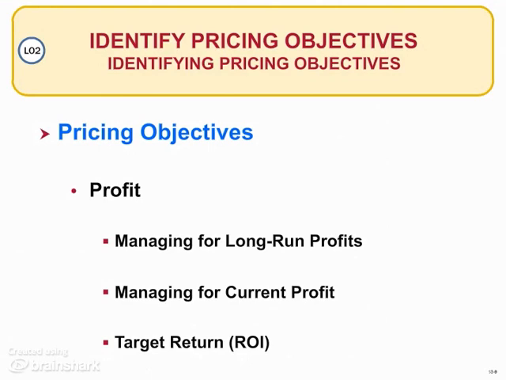And this occurs when a firm sets a profit goal, such as 20% for its return on investment before it pays taxes. So all these three things are part of profit, and the company has to set their objective to determine which focus they're going to have. Are they going to manage for long term? Are they managing for short term? Or are they looking for their target return on investment?